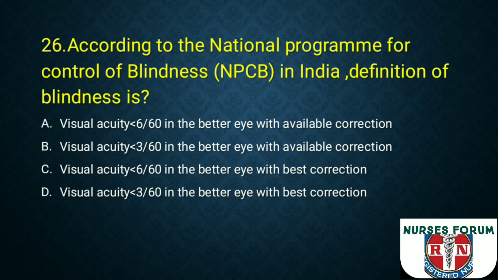Next question. According to the National Program for Control of Blindness, NPCB, the definition of blindness is visual acuity less than 6/60 in the better eye with available correction, visual acuity less than 3/60 in the better eye with available correction, visual acuity 6/60 in the better eye with best correction, visual acuity less than 3/60 in the better eye with best correction.